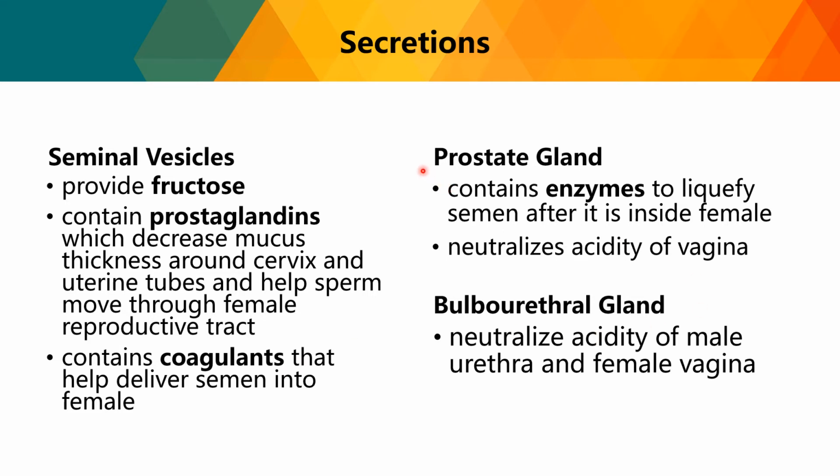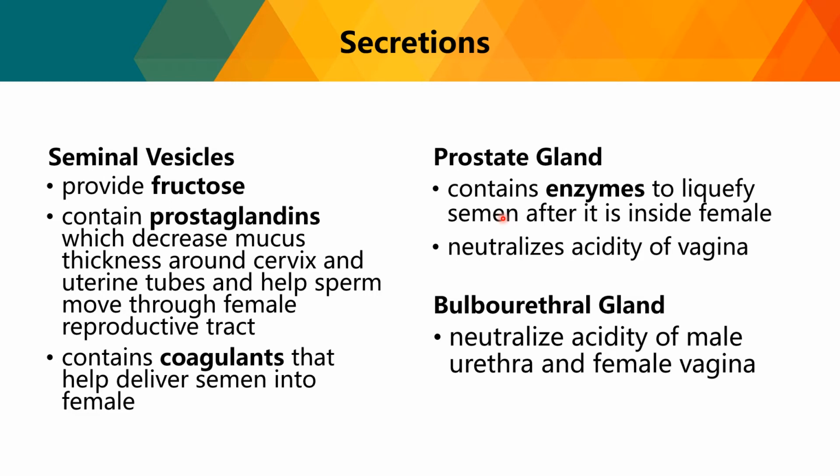It contains enzymes to liquefy semen after it is inside the female and neutralizes the acidity of the vagina. Again, the vagina is actually very acidic. So if the vagina continues to be acidic, of course, most of the semen or most of the sperm cells that would be sent to a female would actually die. So without these secretions from the prostate gland, of course, the pH of the vagina wouldn't be neutralized.